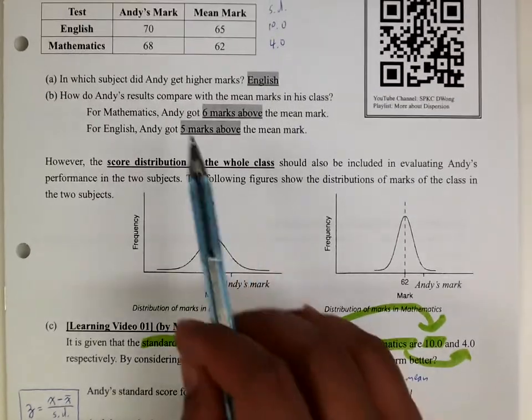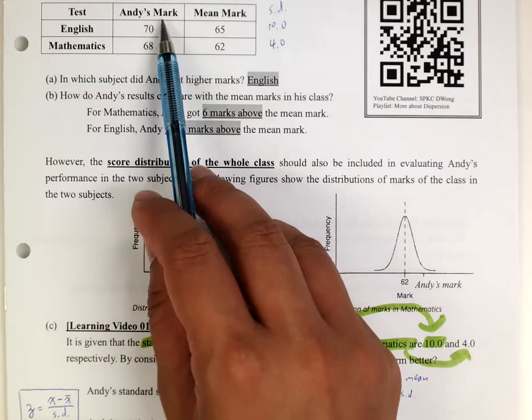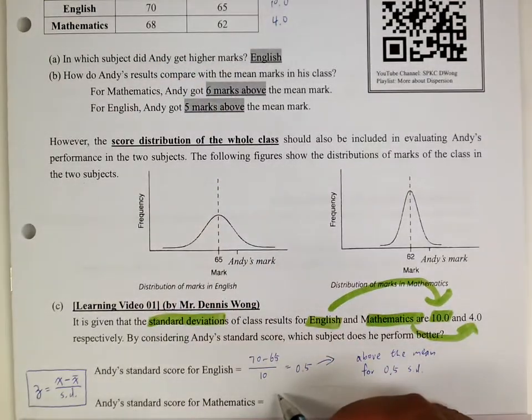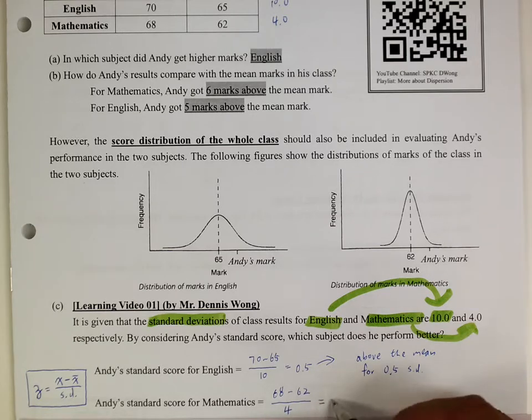Let's also consider the standard score for mathematics of Andy. So 68 is Andy's score, the mean score is 62. Which means that there is a difference of 6. This time the standard deviation is 4 only, which means that the standard score is 1.5, which means that Andy's score is 1.5 standard deviation above the mean.